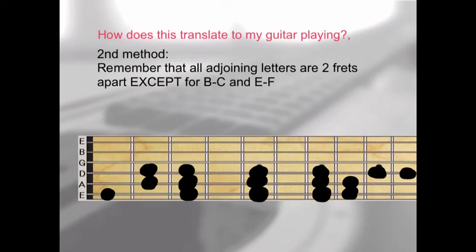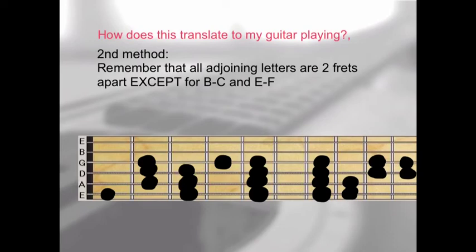On the G, the 3rd string, G to A is 2 frets. A to B is 2 frets. B to C is 1 fret. C to D is 2. D to E is 2, and E to F is just 1.